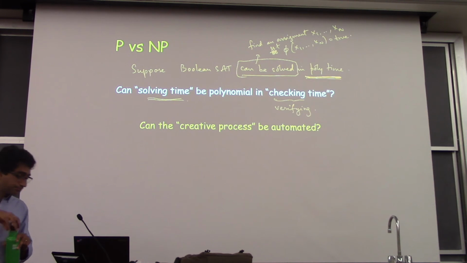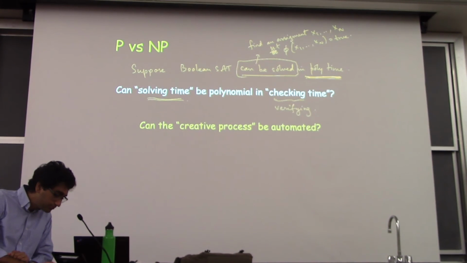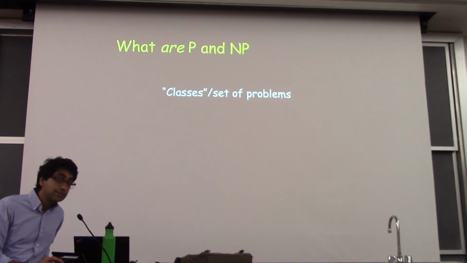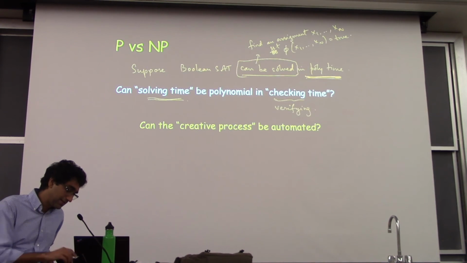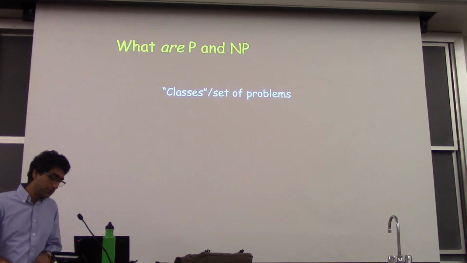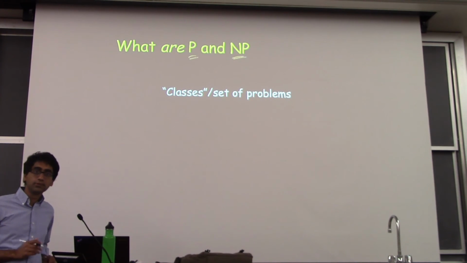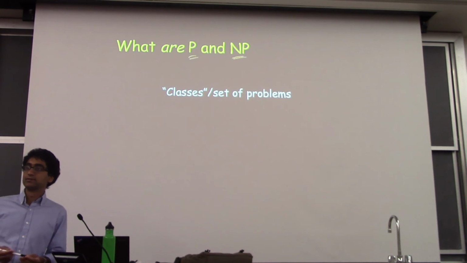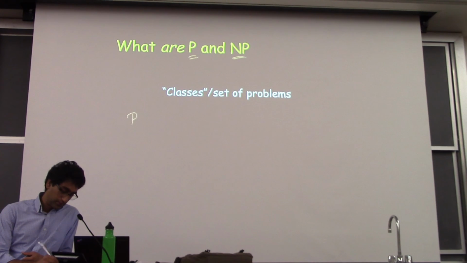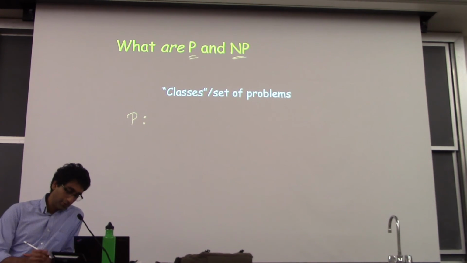Okay, so let's move on. Before, I've been calling this the P versus NP problem, but I've stated it as just satisfiability. So let me go into this definition. What are these P and NP? Guesses? So what is P?